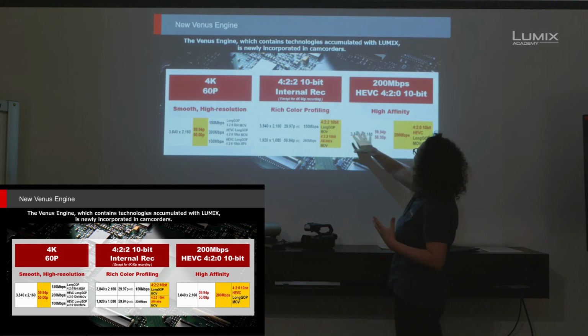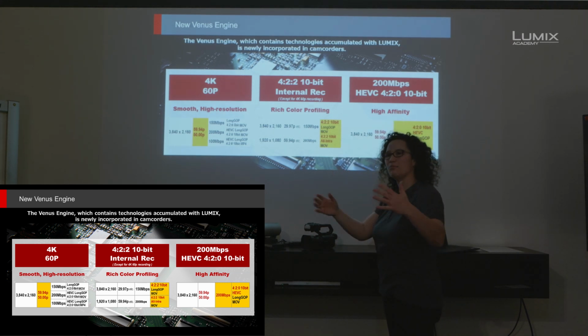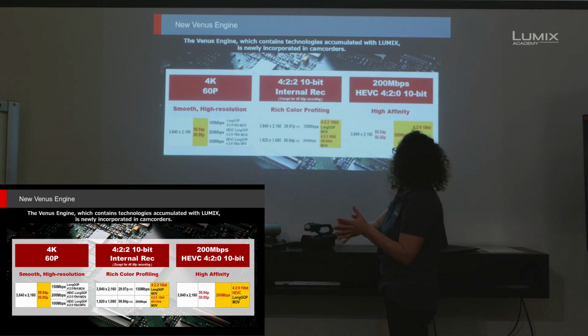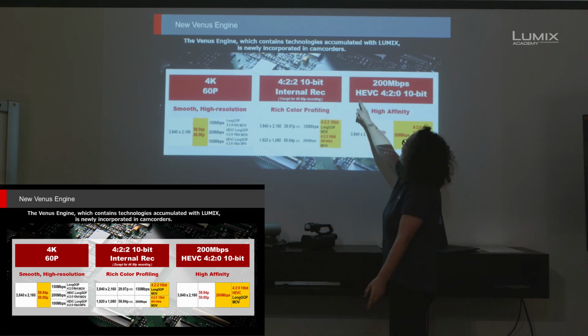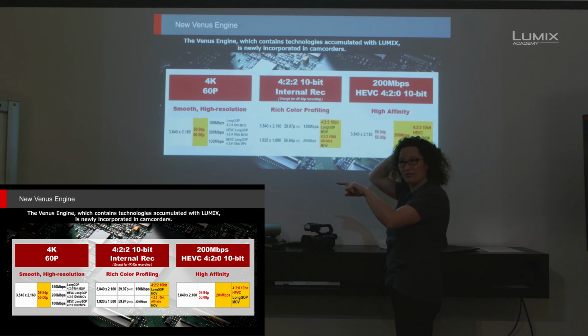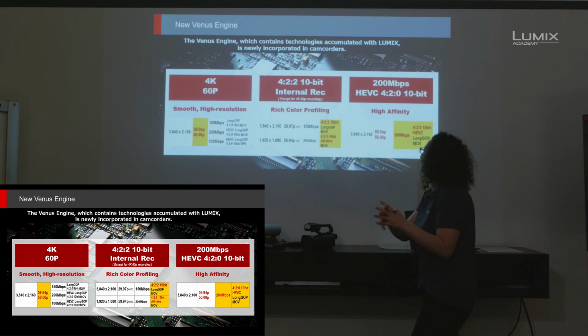200 Mbit per second means the data rate. The more data, the better interpretation, the clearer signal. To make a long story short, we can record up to 200 Mbit per second. HEVC translates into H.265. Many people have heard H.264. H.265 is a different compression, higher compression, which gives you basically smaller file sizes.